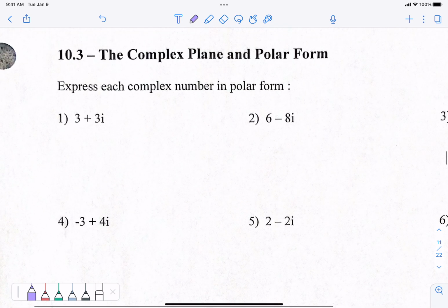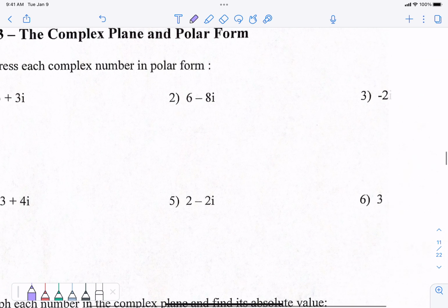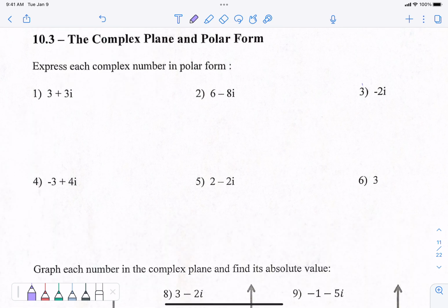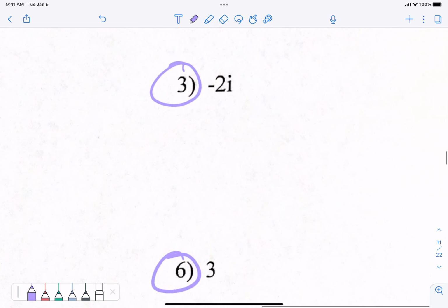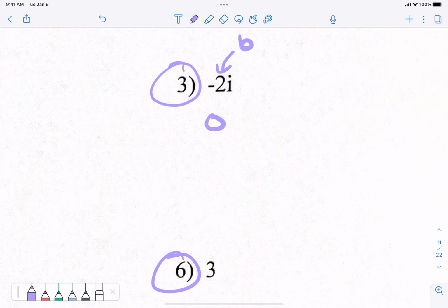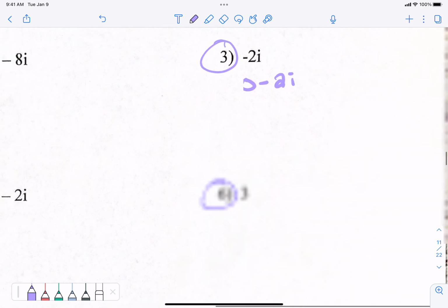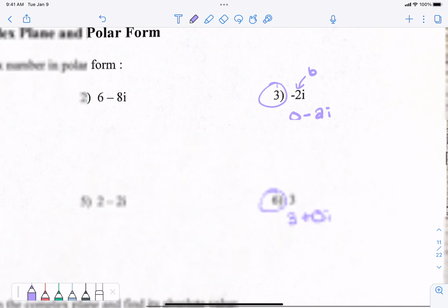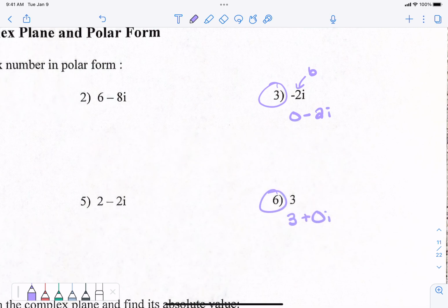Okay, so let's go to one of your homework problems. Express each number in polar form. So you have 1, 2, 3, 4, 5, 6 of these to do, okay? Keeping in mind, like number 3 and number 6, let's write those as a proper complex number. So number 3, the 2 is the a or the b, which one? B, okay, so what will the a be? 0. So rewrite this as 0 minus 2i if you need to, okay? What about number 6? 3 plus 0i. It doesn't matter if it's minus or plus because it's 0, okay?